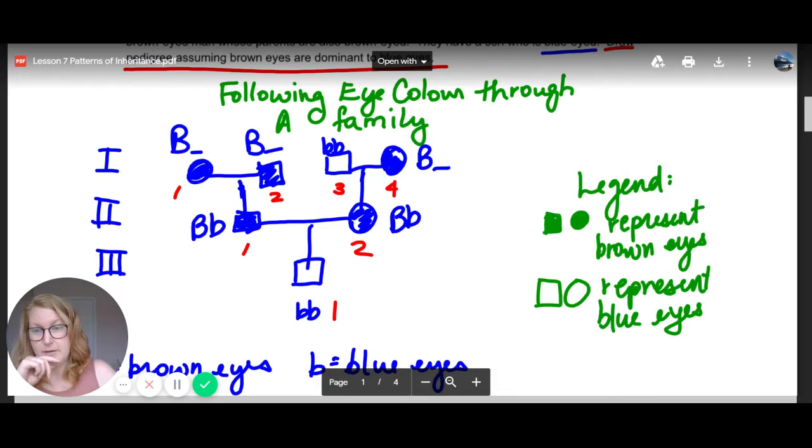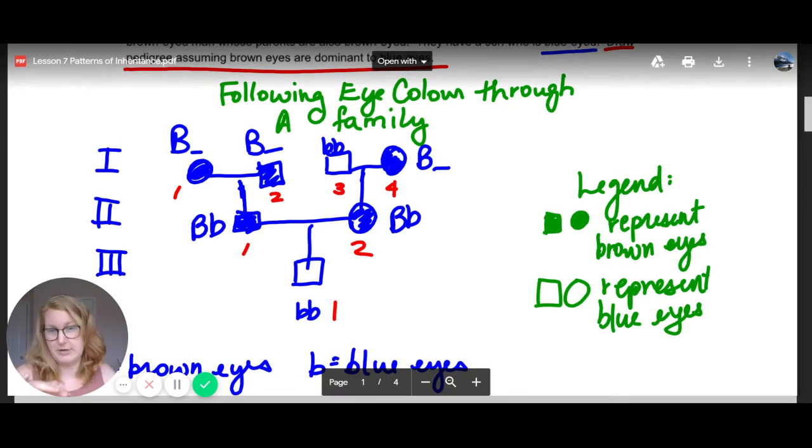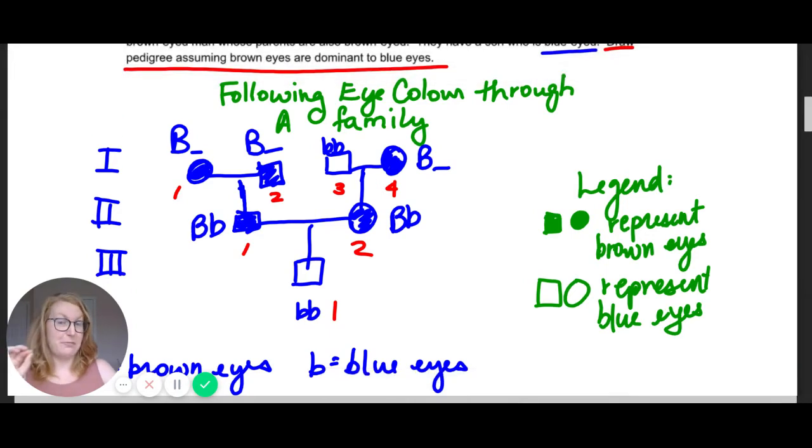So B and blank means that I cannot be sure which of these parents has which genotype. I see that they have brown eyes, so I know that they for sure have the capital B, or the dominant allele, but the little space beside it is because I don't know for sure: is it two capital Bs or is it heterozygous?